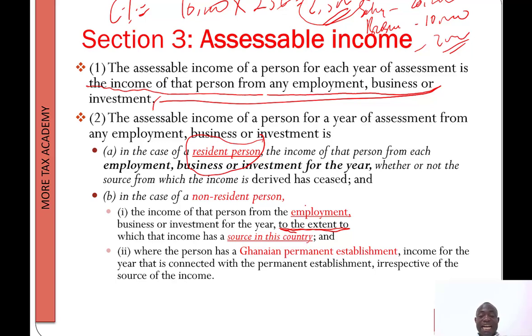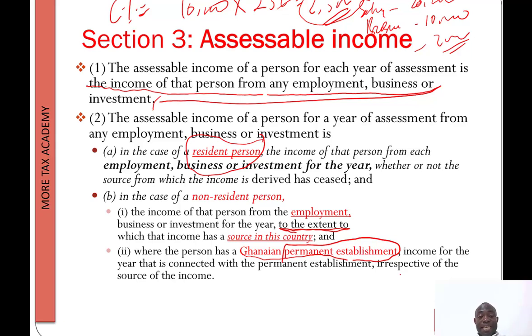And the law goes on. It says, where the person has a Ghanaian permanent establishment. So I've put those in red because they are going to run through our discussion. This is just the introduction. And this one, nobody will examine you on. It's too fundamental for any examination to be conducted on this. So if you are non-resident, it's either you have the income source from this country or you have a Ghanaian permanent establishment. And we are going to discuss permanent establishment very well in detail. Then the income for the year that is connected with a permanent establishment, irrespective of the source of the income.